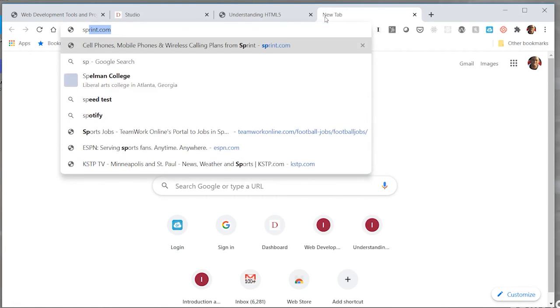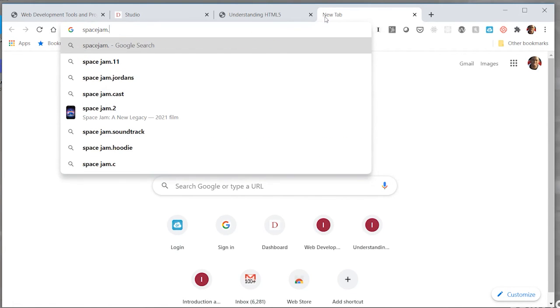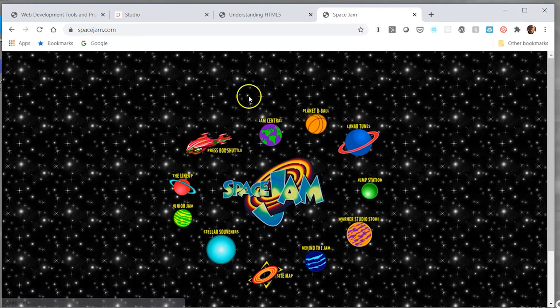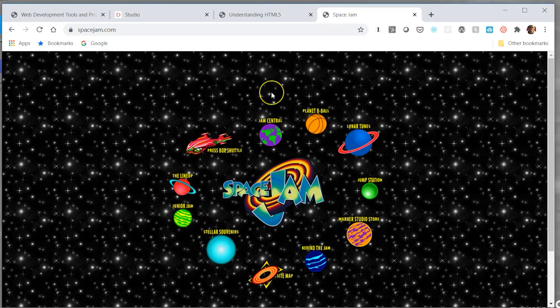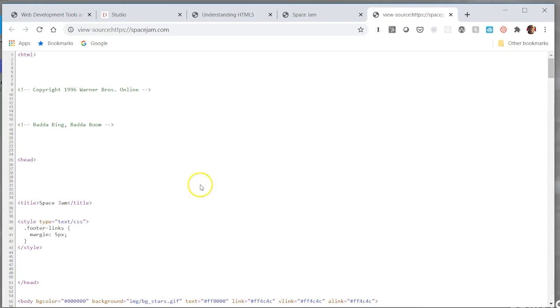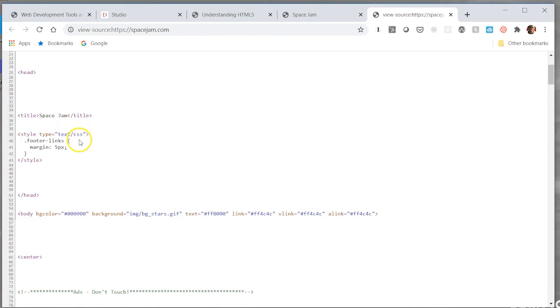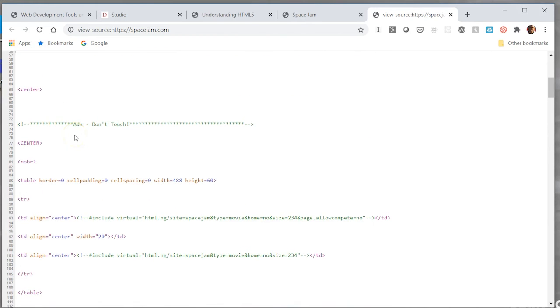Now, let me see here. There's a site that you may be familiar with called Space Jam. This site was put out in the mid-90s, and so this looks like what you would have seen in the mid-90s. If we right-click and view page source, you'll see that it was out in 1996 by Warner Brothers. We don't have a doctype here, but this is an example of a site that was released right after we were introduced to HTML, I think HTML 2.0.